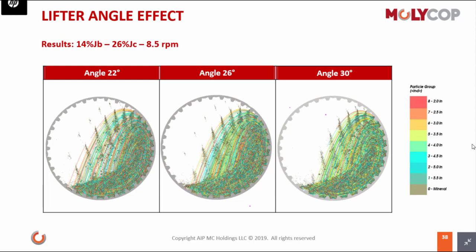But what happens if we need to get more energy from the mill? For example, you have installed 5,000 kilowatts, and you are only getting 4,000 kilowatts. But you are limited by the angle. You increase the speed to get more power, and you are going to begin to hit the liners.